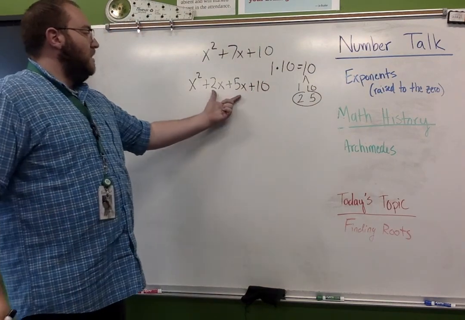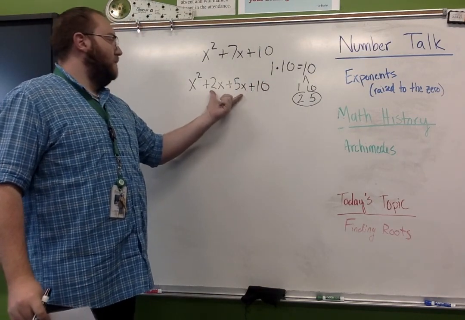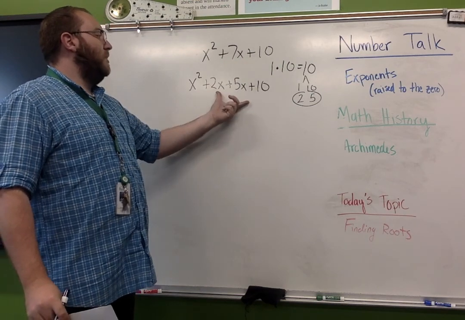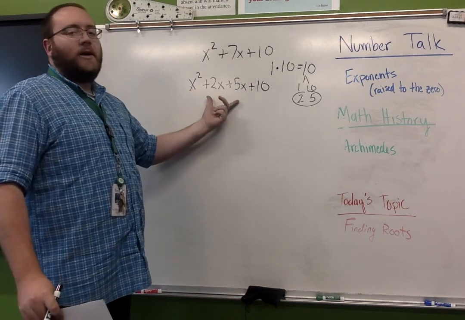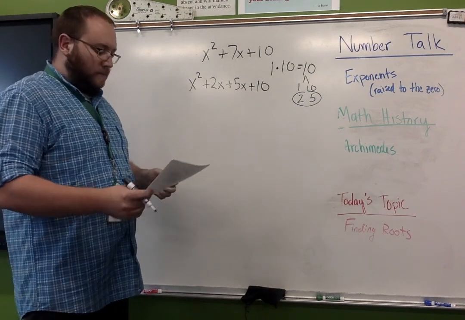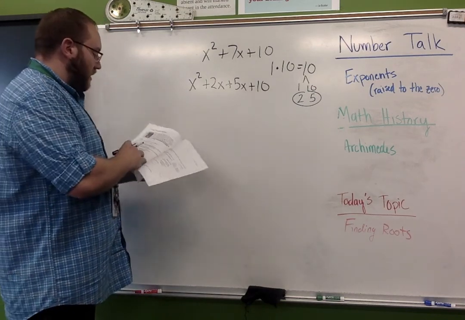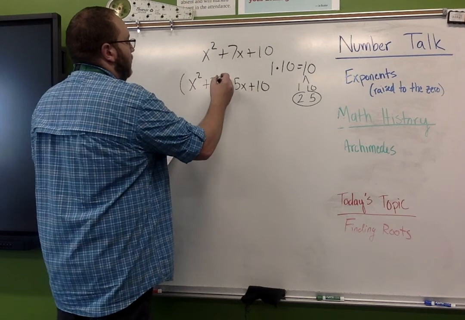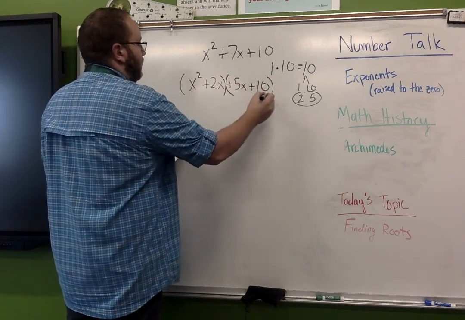Now notice, if I were to combine these like terms here, 2 and 5, I still get 7. So nothing's changed. I've just separated it. And now I can do something called factor by grouping. So that's the next step, is we're going to group the first two terms and the last two terms.